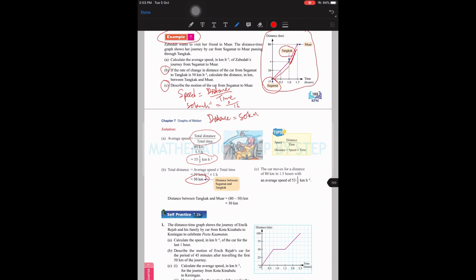Describe the motion of the car from Segamat to Muar. So meaning now we are going to describe the motion for the whole journey, okay. So we know in total the car moves for a distance of 80 km, and total time is 1.5 hours, and the average speed is 53 and 1/3 km per hour, okay. We have found it in part A. So we can see that there are three things involved every time when we describe the motion: distance, time, and the speed, okay.